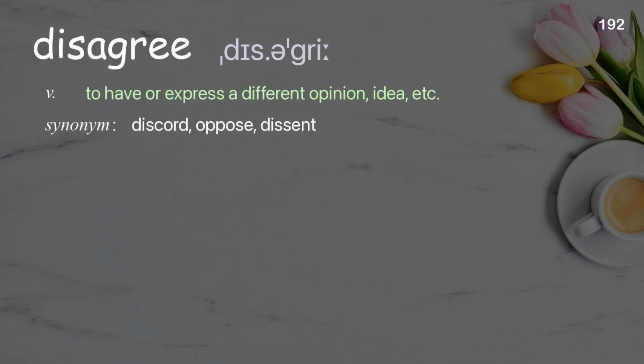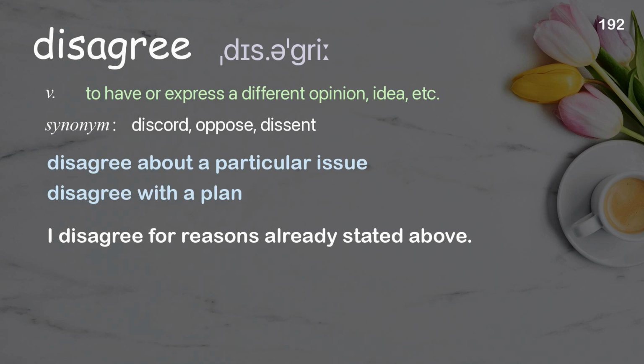Disagree. To have or express a different opinion, idea, etc. Examples: Disagree about a particular issue. Disagree with a plan. I disagree for reasons already stated above.